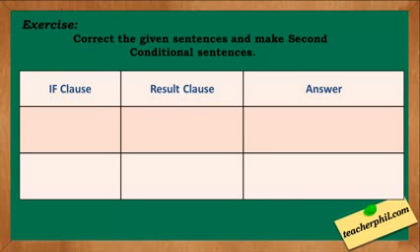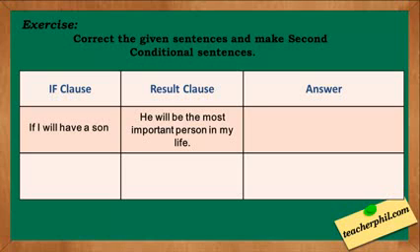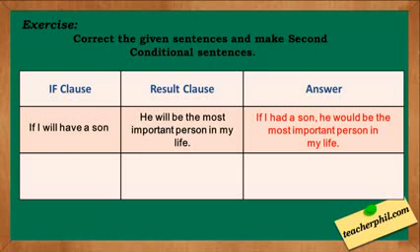For our exercise, correct the given sentences and make second conditional sentences. The first one: If I will have a son, he will be the most important person in my life. The answer is, if I had a son, he would be the most important person in my life.